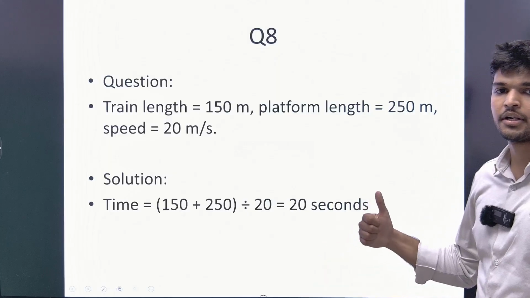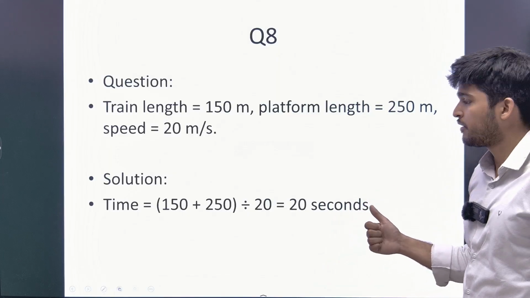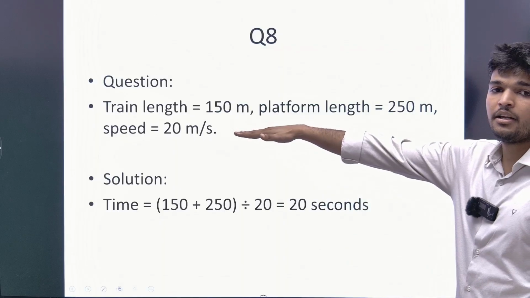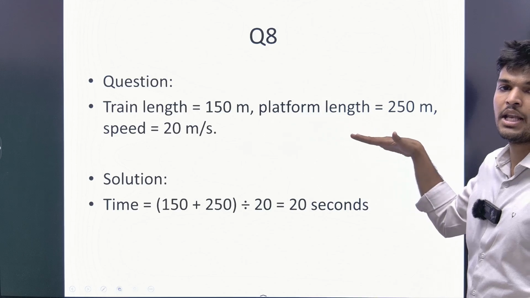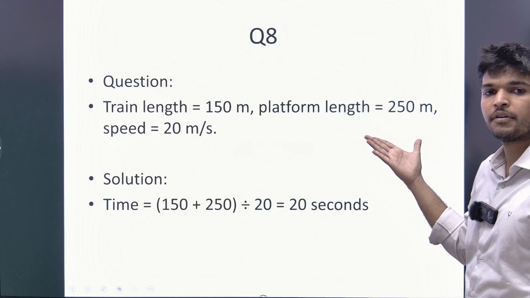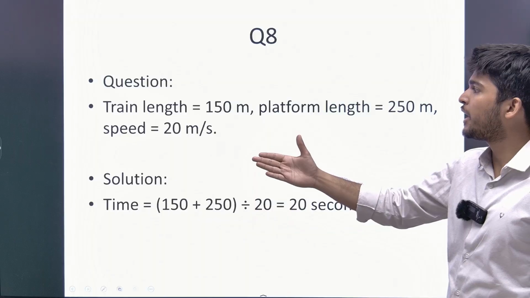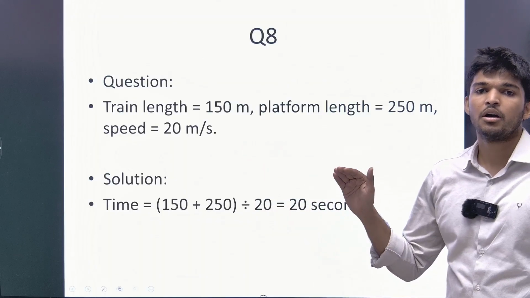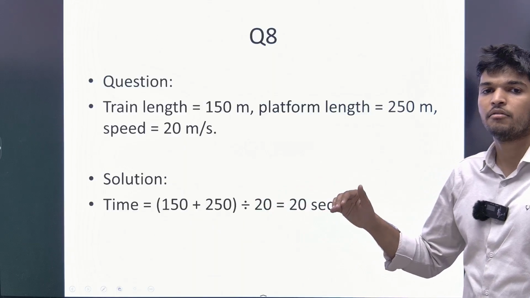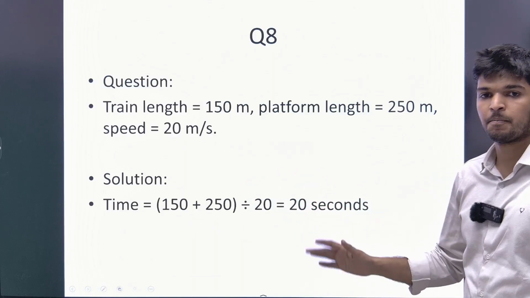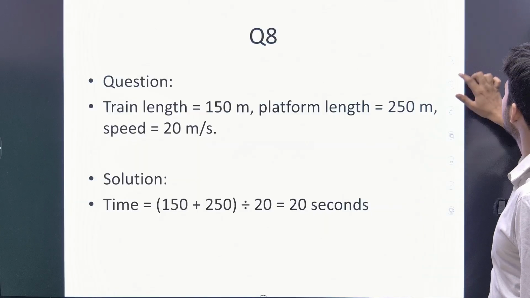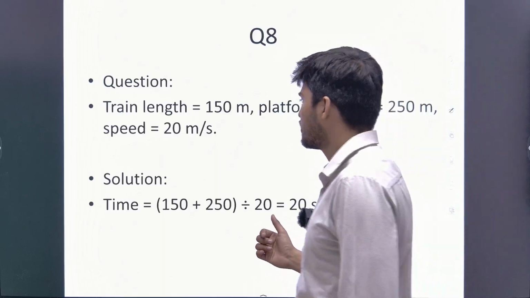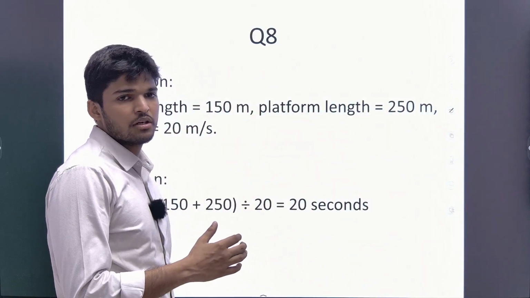Another important type of question, whose concept I have already discussed. The length of the train is 150 meters. The length of the platform is 250 meters. The speed of the train is 20 meters per second. We have to calculate the time in which the train will cross the platform. Some students have a problem understanding this concept, so I'll demonstrate it with a diagram.